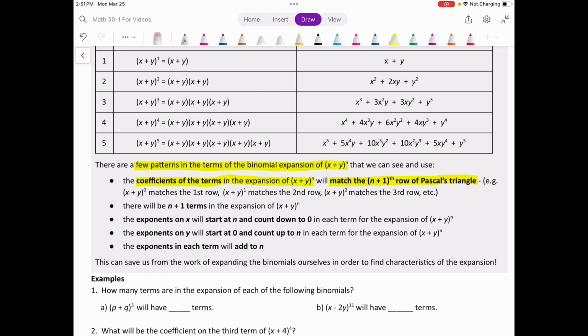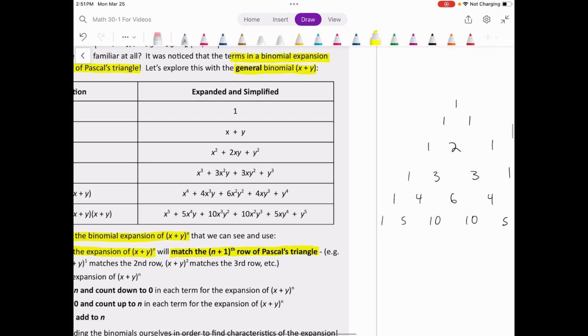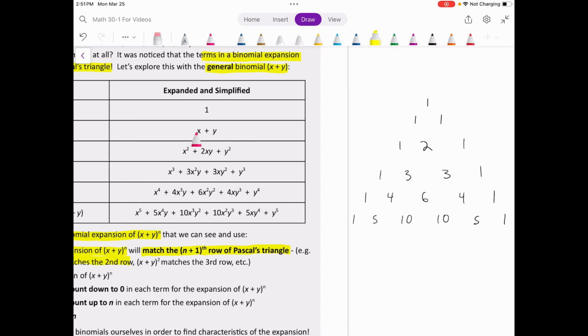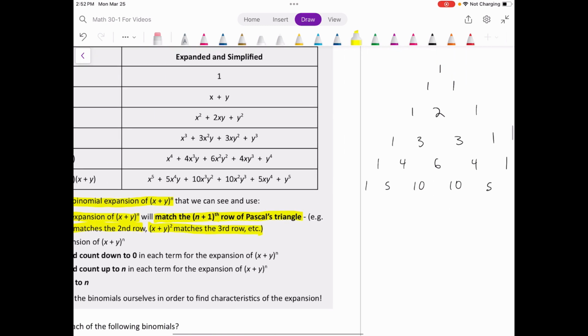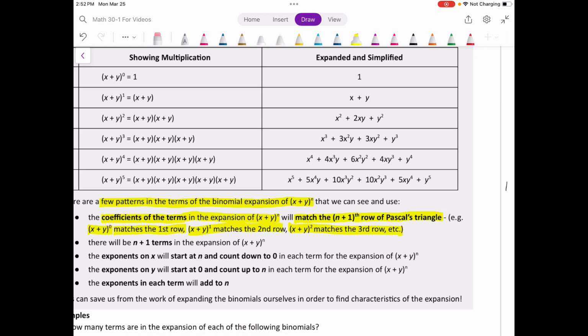So for example, x plus y to the power of 0 matches the first row. It has only one term, with a coefficient of 1. x plus y to the power of 1 matches the second row: 1, 1. x plus y squared matches the third row, etc.: 1, 2, 1. That came from when x plus y was raised to the power of 2. So x plus y to the power of 99 will match the 100th row of Pascal's triangle.